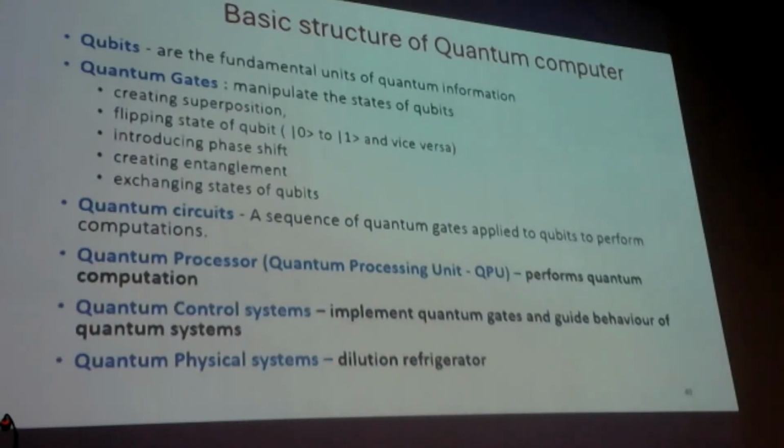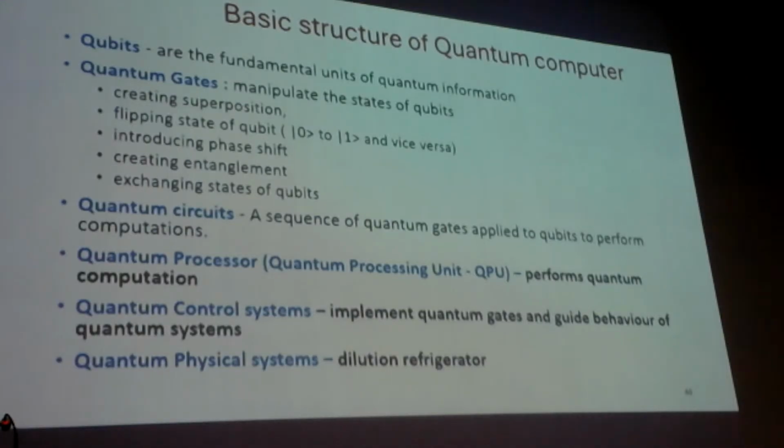Then you can create entanglement. I told you entanglement is also important in certain protocols, especially in quantum communication. And exchanging the states of the qubit: we have a gate called the swap gate. So it will swap or exchange the state of the qubits, and many more. Okay, a few I have just listed because in 1.5 hours I will not be able to cover everything. There's so much to do.